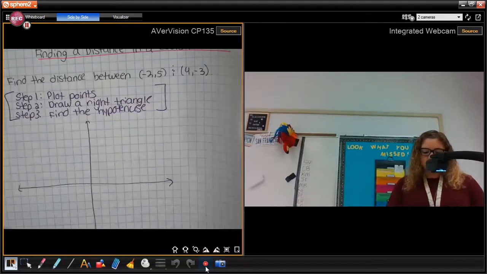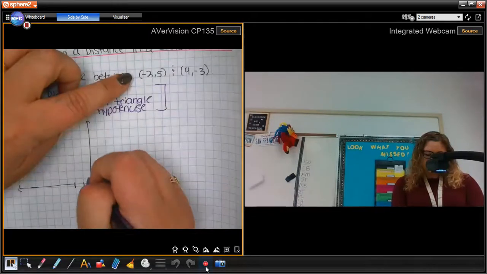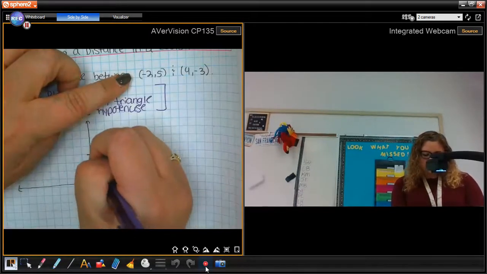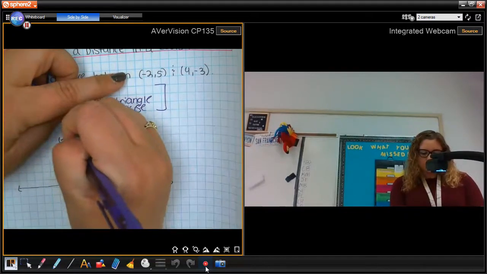Okay, and I'm going to first plot my points. So I have -2, so it's going to be 1, 2, and then I'm going to go up 5: 1, 2, 3, 4, 5. Okay, and that is (-2, 5).